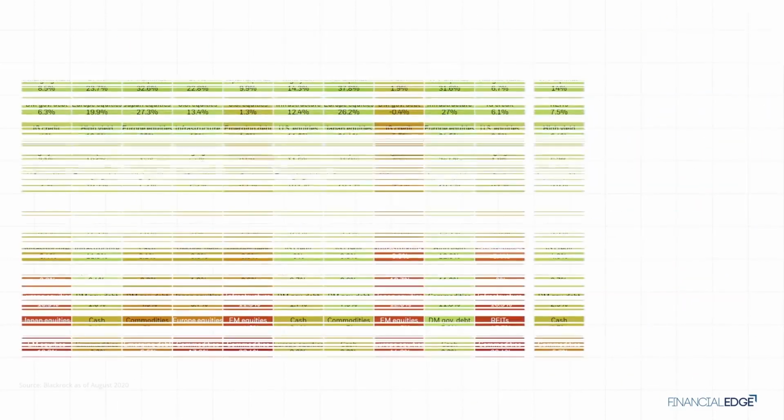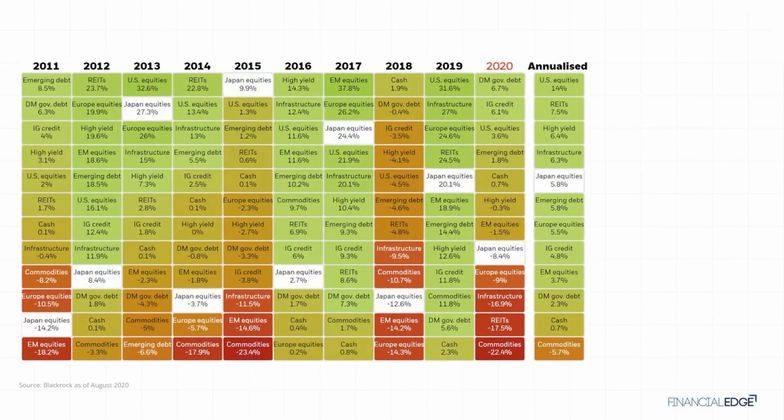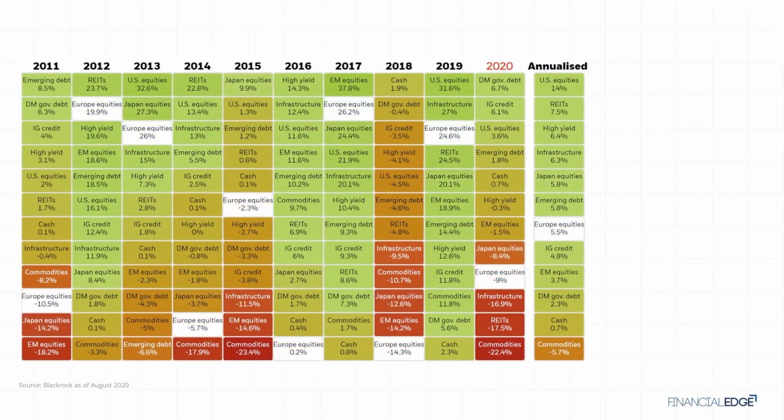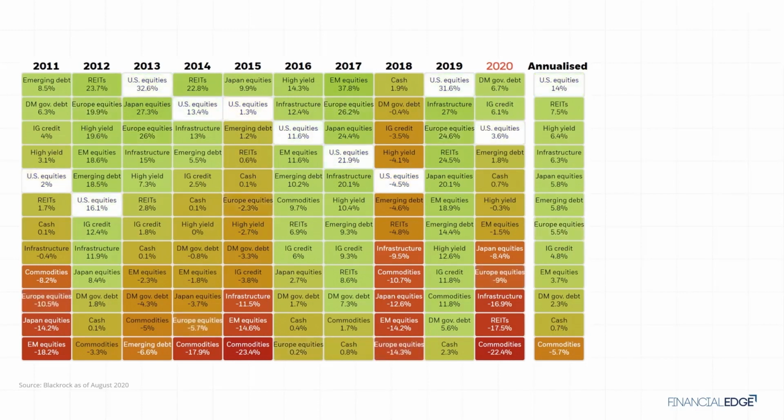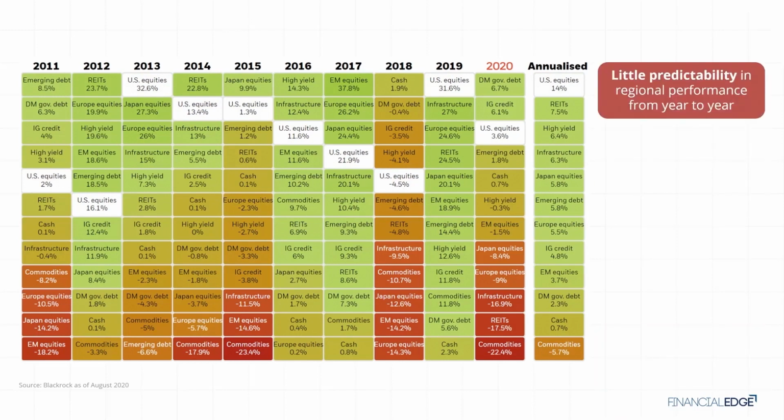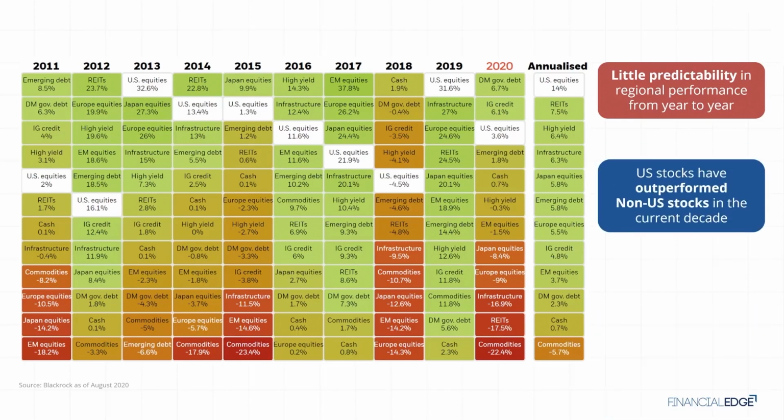The investment region or asset class that outperforms one year might underperform the next, and the asset class that outperforms over a 10-year period might disappoint over the next decade. History has demonstrated that it is very difficult to predict which regions are going to lead and which ones are going to trail in any given year. U.S. stocks have outperformed non-U.S. stocks in recent years. Some investors have again turned their attention towards the role that global diversification plays in their portfolios.